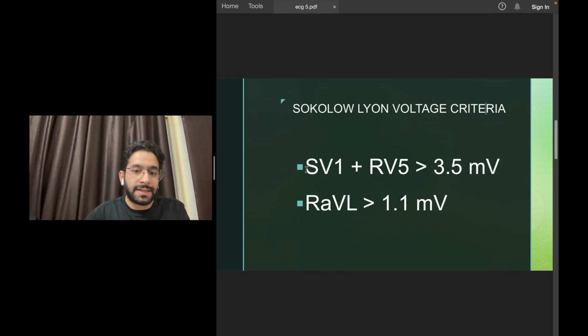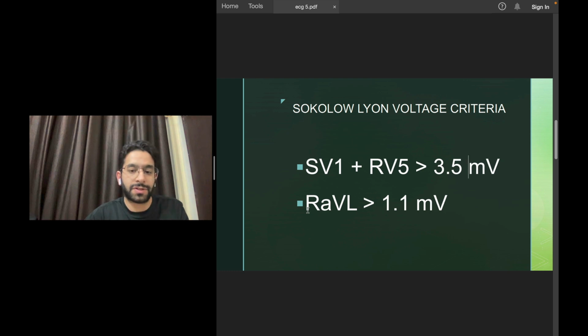And it is the S wave in lead V1. Remember, I told you it's deep. And the R wave in lead V5, I've told you that it's tall. So instead of V6, this criteria uses V5, which is also a left-sided lead. So the S in V1 plus R in V5 more than 3.5 millivolts, right, is what is left ventricular hypertrophy.